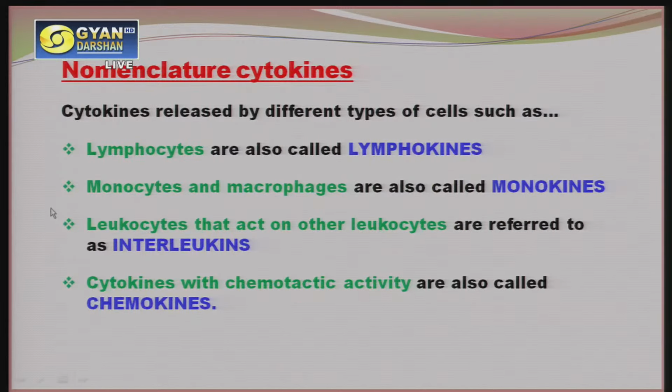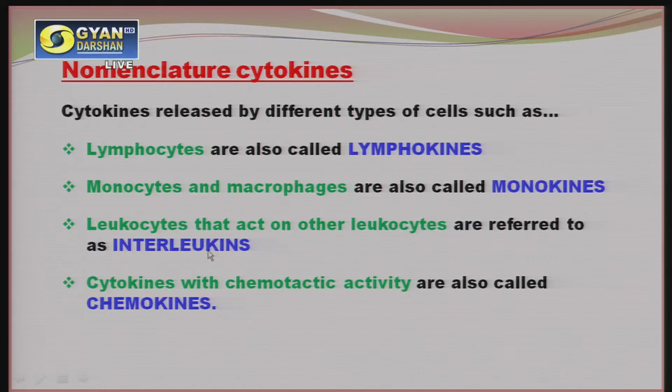Another thing I want to discuss is the nomenclature of the cytokines. There are different types of cytokines. Cytokines produced by lymphocytes are called lymphokines. Those produced by monocytes or macrophages are known as monokines. Cytokines produced by lymphocytes are known as lymphokines.